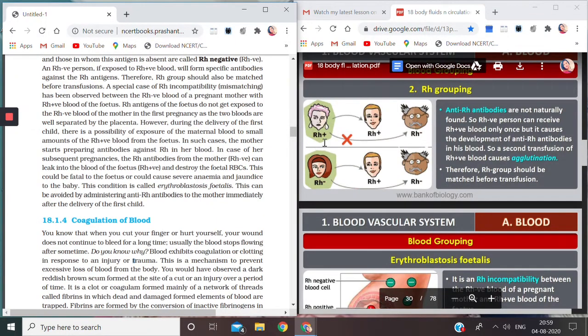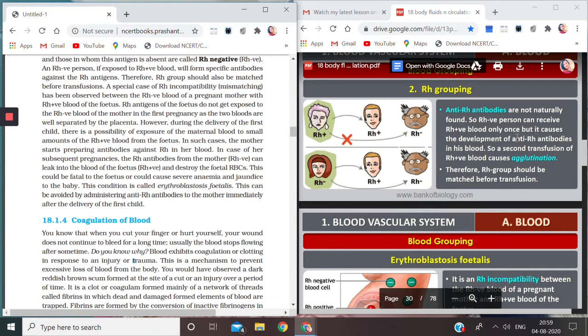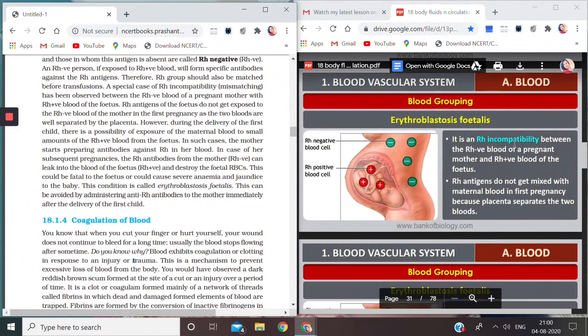These diagrams also depict the same thing. See, anti-Rh antibodies are not naturally found. So an Rh negative person can receive Rh positive blood only once. Okay, only once, but it causes the development of anti-Rh antibodies. The same thing which I told you, it will cause agglutination. Now I have told you in the previous video what agglutination is. Agglutination means clumping. The RBCs will clump to each other and they will burst out or they will die. Okay, so this is about Rh incompatibility.